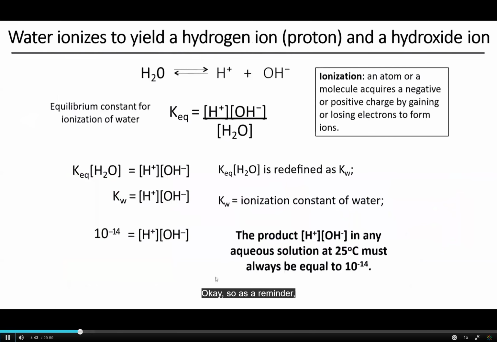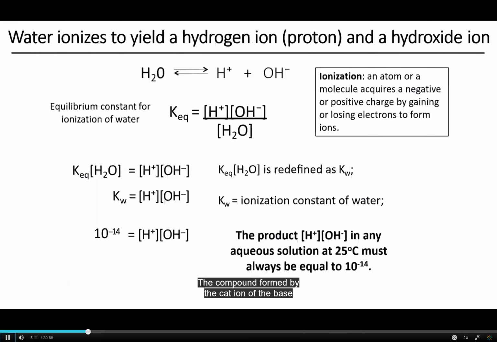Okay, so as a reminder, when I talk about an acid-base reaction, what I'm talking about is when an acid and a base are placed together, they react to neutralize the acid and base properties and produce salt and water as a response. So the cation of the acid, usually a hydrogen ion, will combine with the anion, or the negatively charged OH group, of a base to form water.